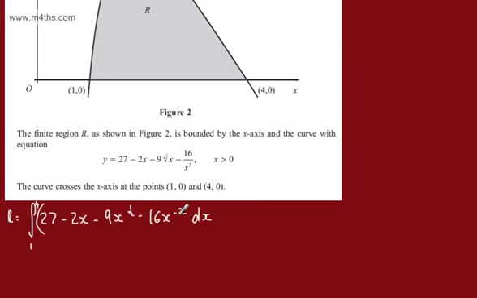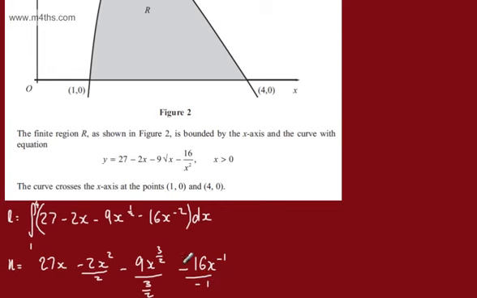So let's go ahead and work this out. So we can say then R will be equal to, and what we're going to have then is the following. We're going to have 27x. Now, minus 2x, we raise by a power and divide by the new power, minus 9x to the power of 3 over 2 divided by 3 over 2. Then we're going to get now minus 16x to the power of minus 1 divided by minus 1, and this is going to be evaluated between 1 and 4.